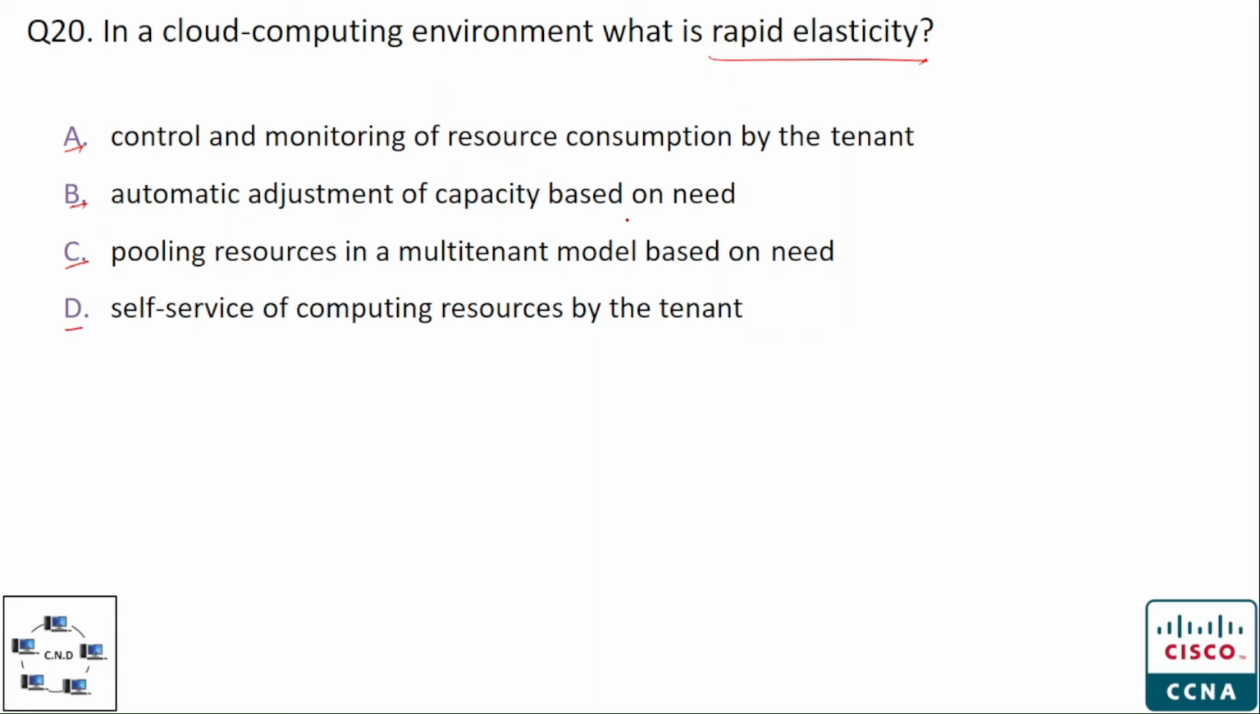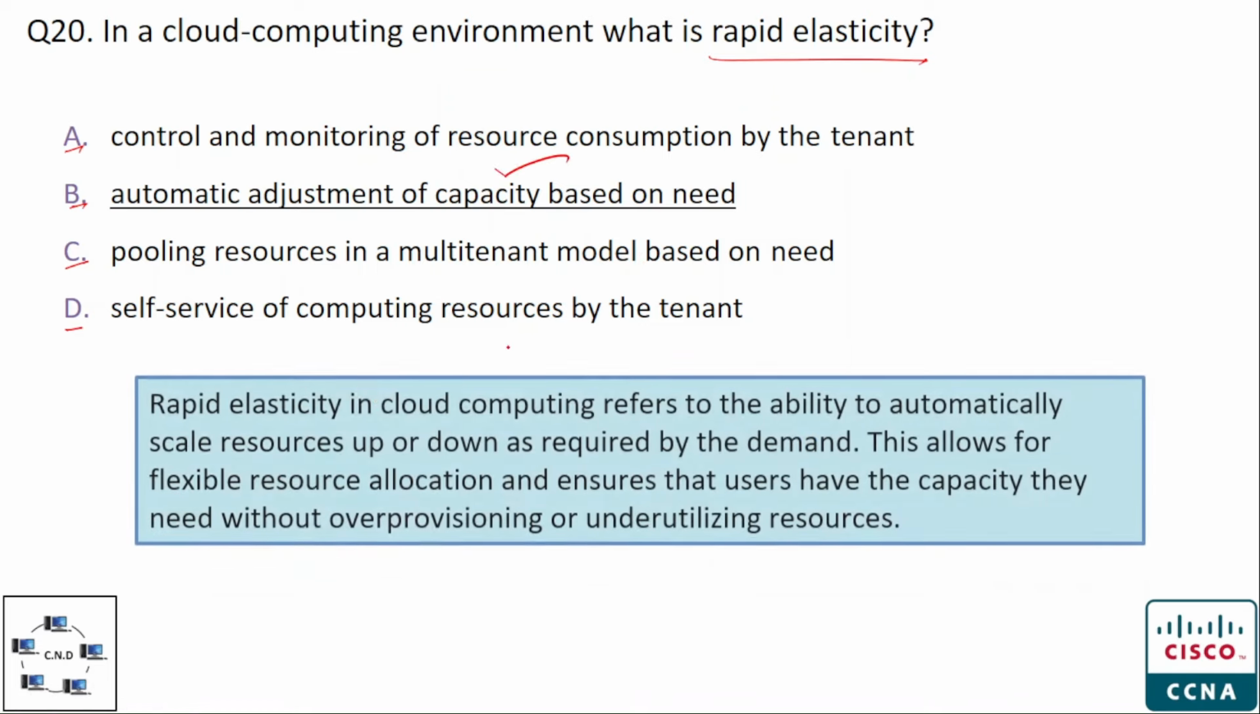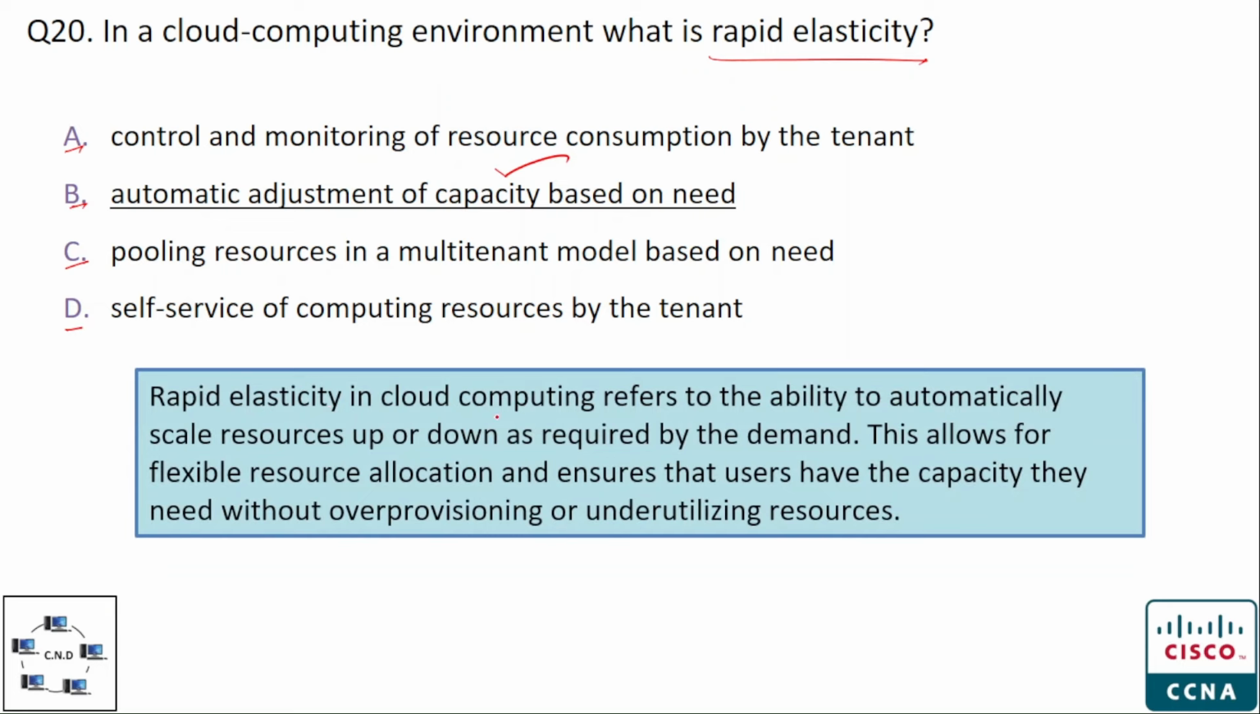And the correct option is that rapid elasticity in cloud means automatic adjustment of capacity based on the user's need. So rapid elasticity in cloud computing refers to the ability to automatically scale resources up or down as required by the demand. This allows for flexible resource allocation and ensures that users have the capacity they need without over-provisioning or under-utilizing resources.